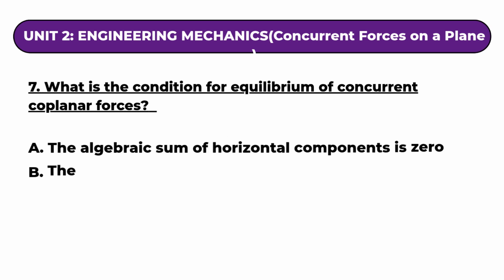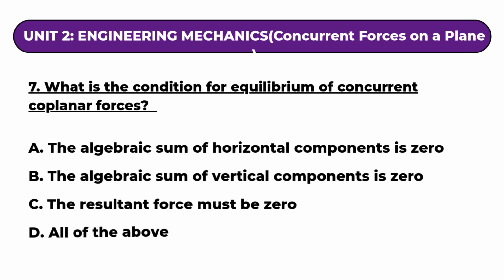What is the condition for equilibrium of concurrent coplanar forces? A. The algebraic sum of horizontal components is 0. B. The algebraic sum of vertical components is 0. C. The resultant force must be 0. D. All of the above. Correct answer? D. All of the above.